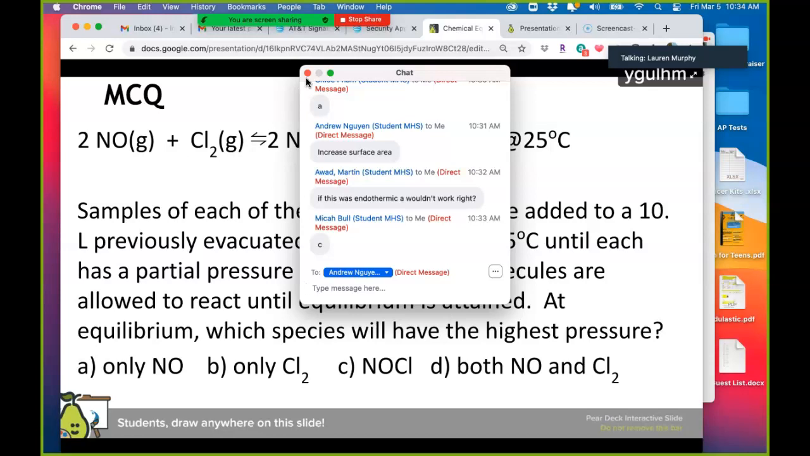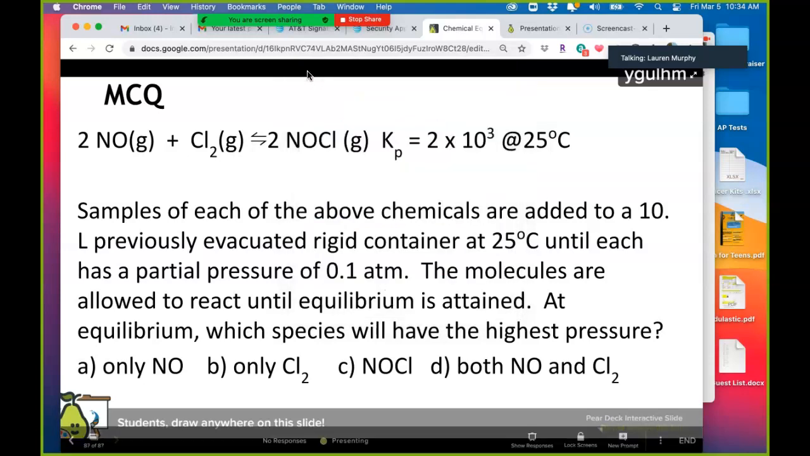Yes, if that last problem was endothermic, that would not have worked. There would have been no right answer, because removing heat from an endothermic process would cause the reaction to shift to the reactant side, so you couldn't make more ammonia.